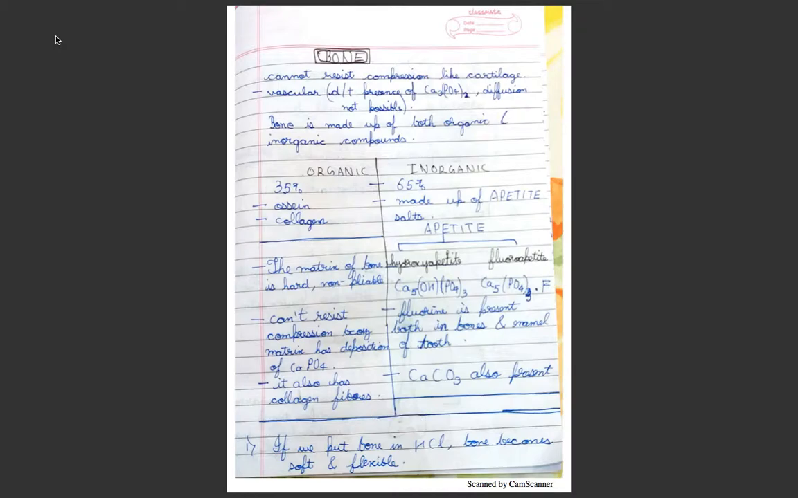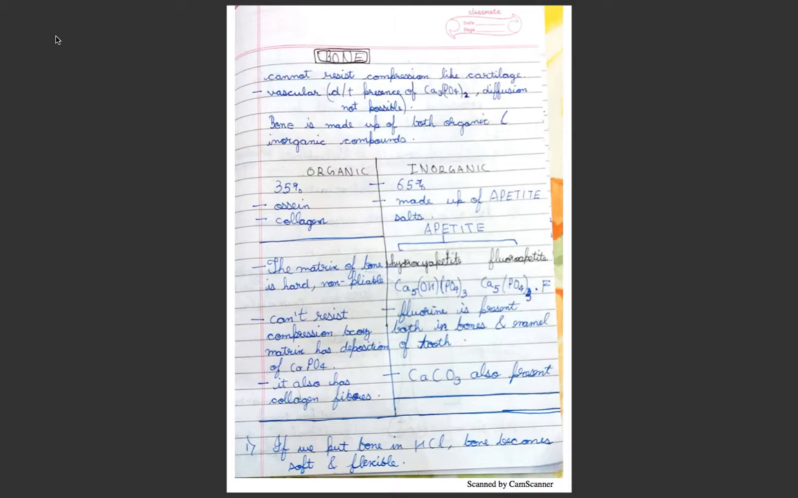Bone connective tissue cannot resist compression like cartilage. It has a composition of calcium phosphate, therefore it cannot resist. It will break. It is vascular because of the presence of calcium phosphate. Due to calcium phosphate, diffusion is not possible, so it needs vascularization and therefore it is vascular. Otherwise, it would have died.